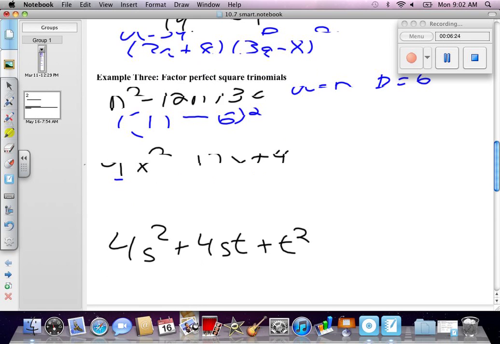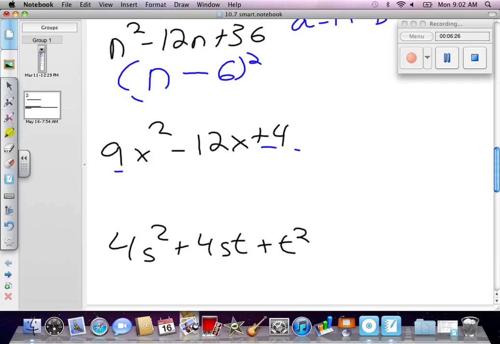Okay, Tabitha, which one does this look like on the front? The first, the second, or the third? Third. Okay. Taylor, what's the square root of 9x squared? 3x, good. Joel, what's the square root of 4? 2. So you get 3x minus 2, the whole thing, squared. You're done.